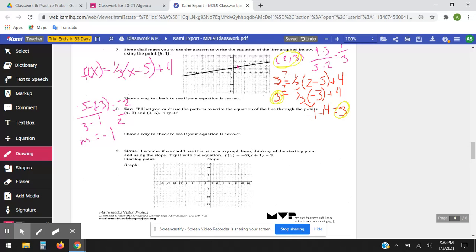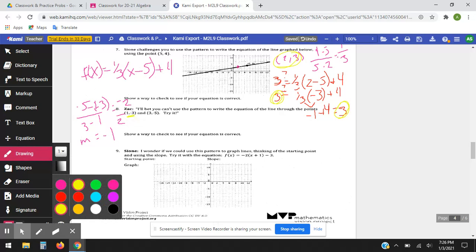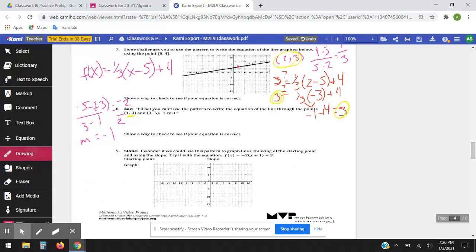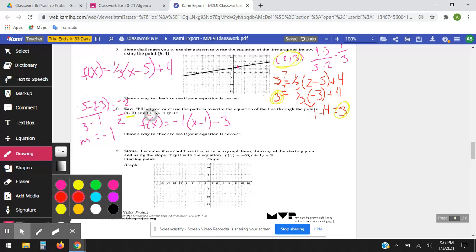And I just need to pick one of these points. So I'll go ahead and just pick this first one here. Let's just use this guy for my equation. And so I'm going to put f of x equals negative 1 is my slope, x minus, I'm going to use here, 1 minus 3. So there's my equation. Now I need to show my work. I'm going to go ahead and use the other point for my check.